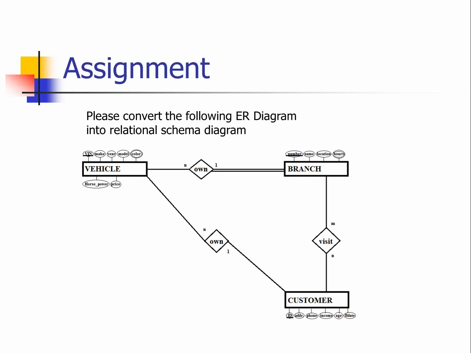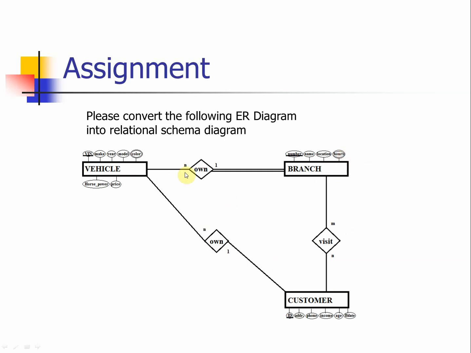This ER diagram, pay attention, is only an ER diagram that has 3 entities. I want you guys to convert all of this into a relational schema diagram. Pay attention to this one. There are 2 multi-value attributes. One is the color of the vehicle. The other one is hours of the branch. So make sure you notice that there are 2 multi-value attributes over here.